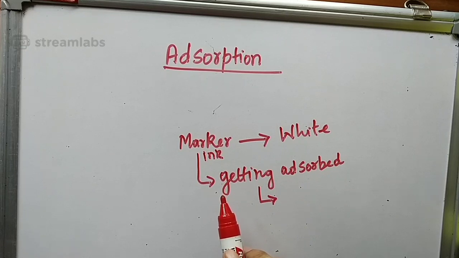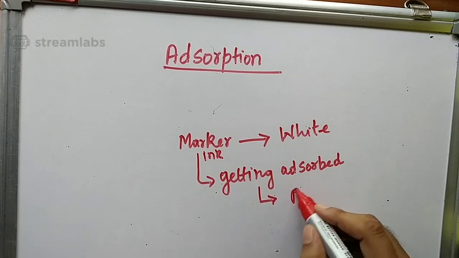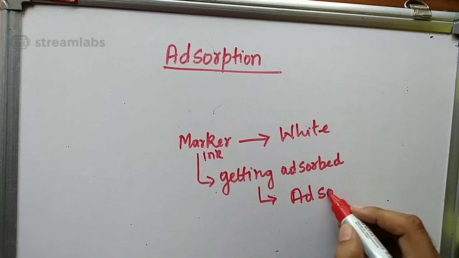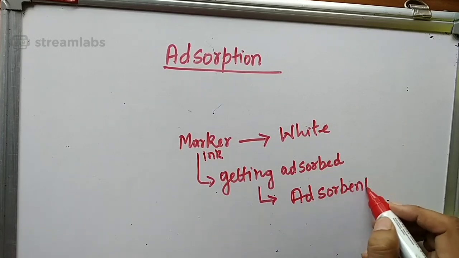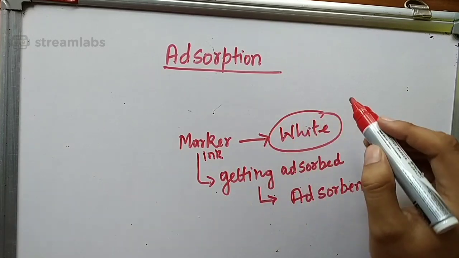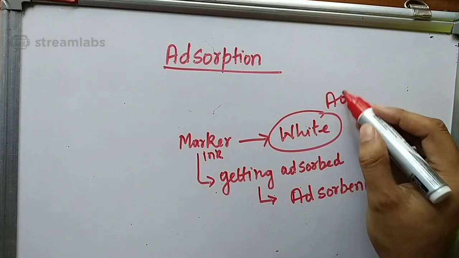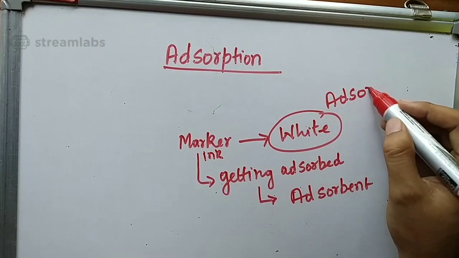So the one which is getting adsorbed is called what? Adsorbate. The one which is giving scope for adsorption is called what? Adsorbent.